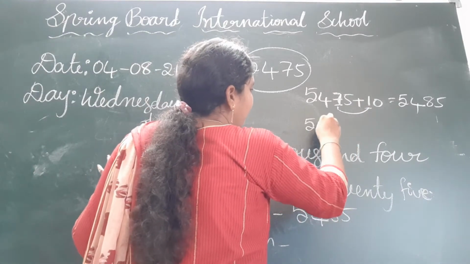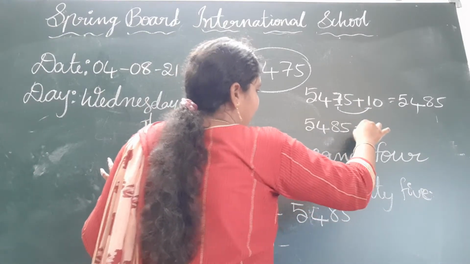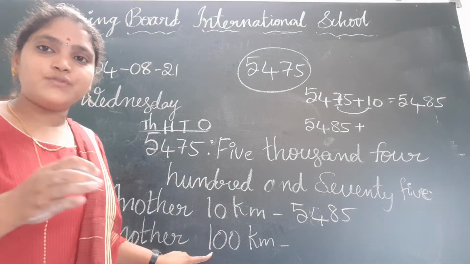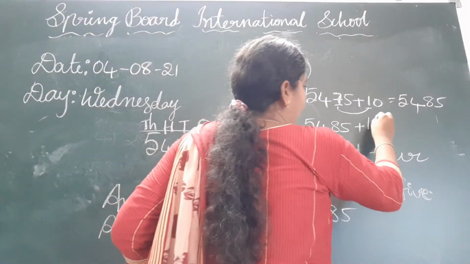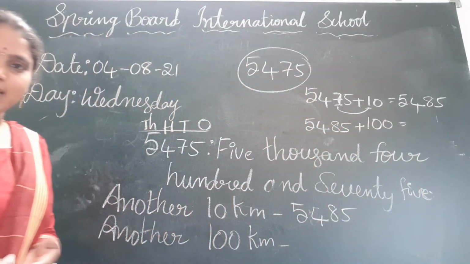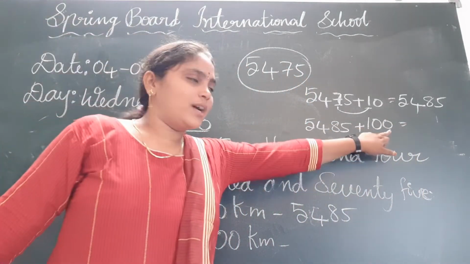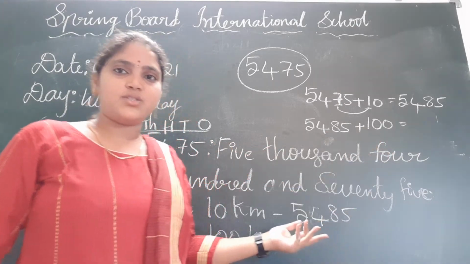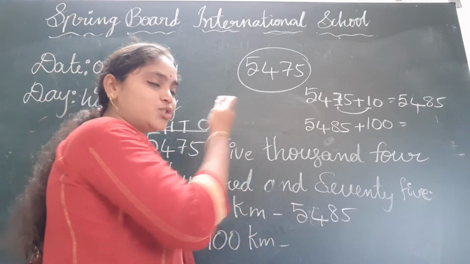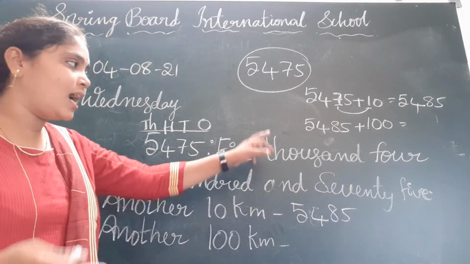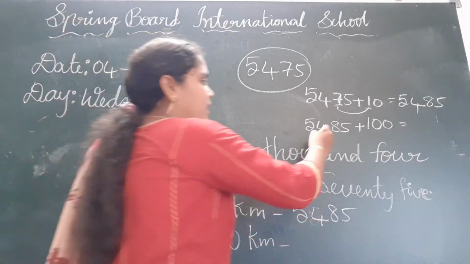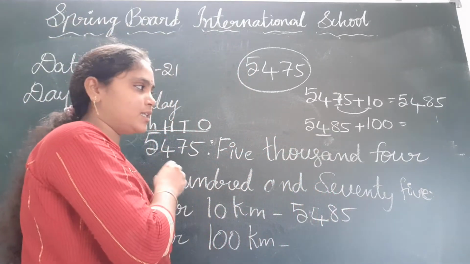Write this number 5,485. Now after 100, no, children, add 100. How we have to add 100? So just add in 100, 1's place is 0 and 10's place is 0, no. So just add 1 in 100's place. So check the first which is in the 100's place. You have to find the 100's place digit. Yes, 4 is in 100's place.